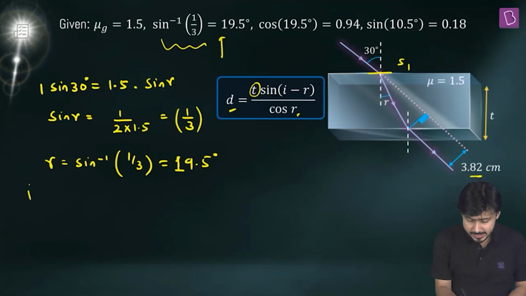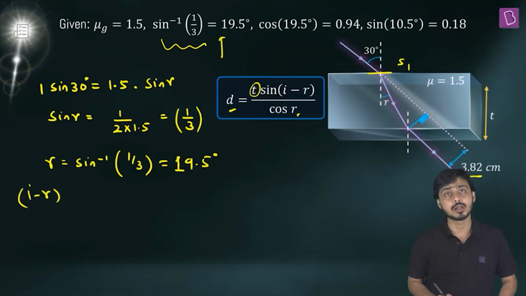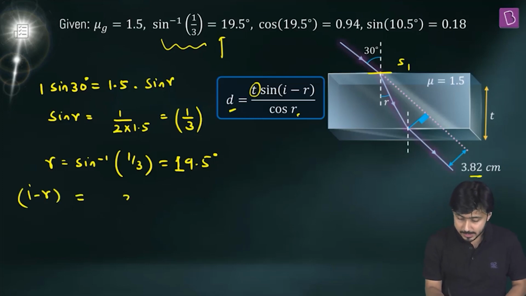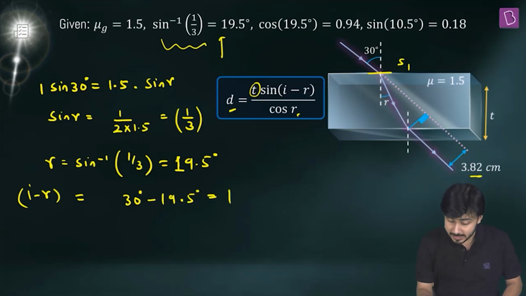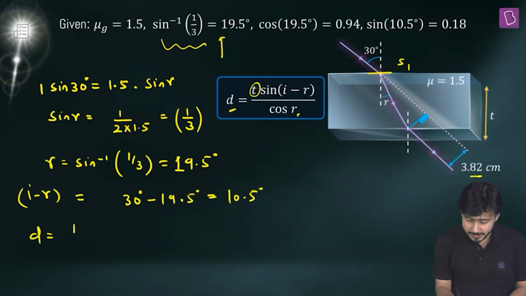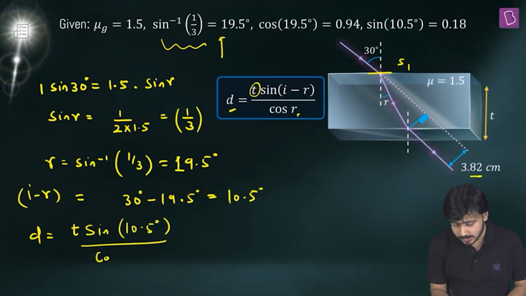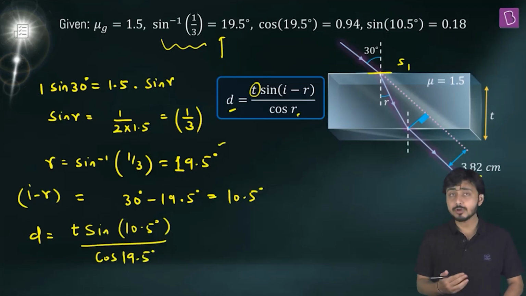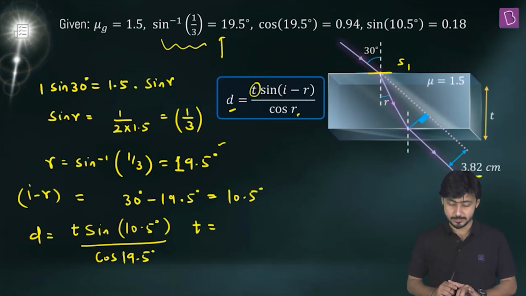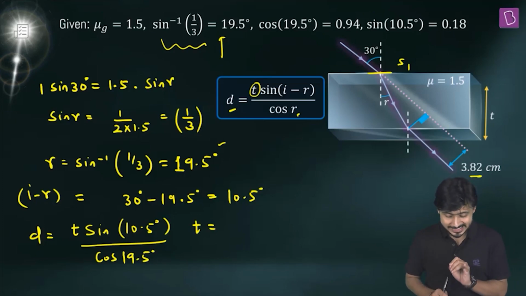Now, what is I minus R? Because I need sine (I minus R) in this formula. I minus R is 30 degrees minus 19.5 degrees. That is 10.5 degrees. Correct. Now you apply this formula. D is equal to T sine (I minus R), that is 10.5 degrees, divided by cos R. What is R? R is 19.5 degrees. Okay, now it's done. T is equal to D times cos 19.5 degrees divided by sine 10.5 degrees.